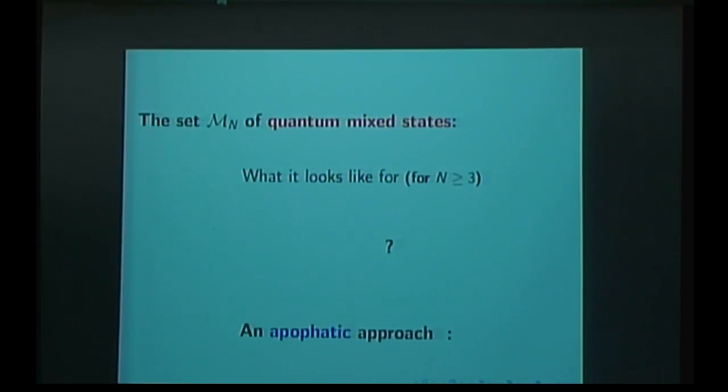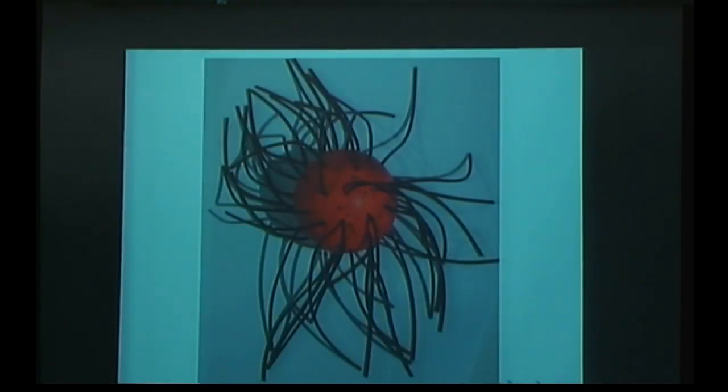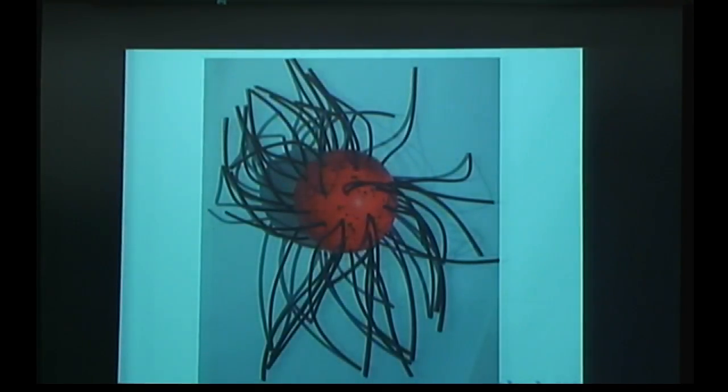So in the apophatic approach, I will show you some objects and ask why they are examples of how our set does not look like. For instance, why is this not a good model of the set of mixed states? Yes, exactly. This is not a convex set. As my kids were young, I went to the room and took some objects. So of course it's a nice example of a non-convex set. Our set is not like this.